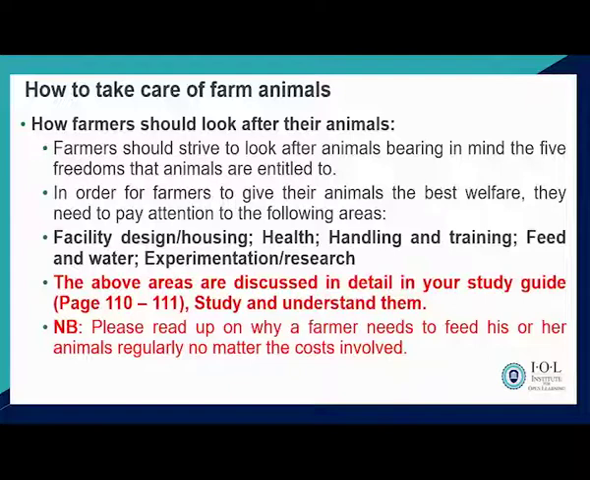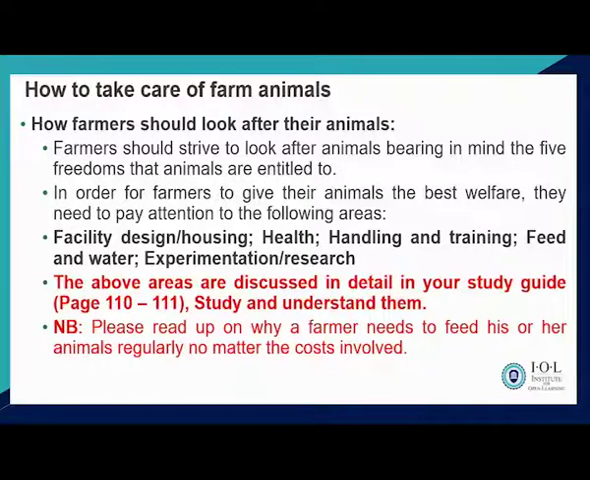Facility design or housing for their animals, animal health, and how they handle and train their animals. Is it done in a humane way, or are they abusing their animals? Then feed and water. Are your animals getting adequate feed? Do they have access to clean drinking water? All these areas should be paid attention to.